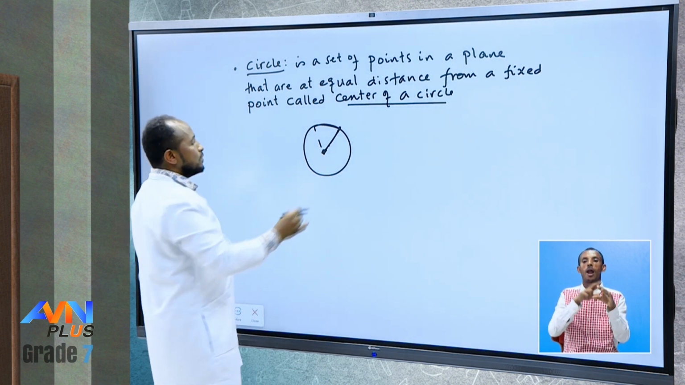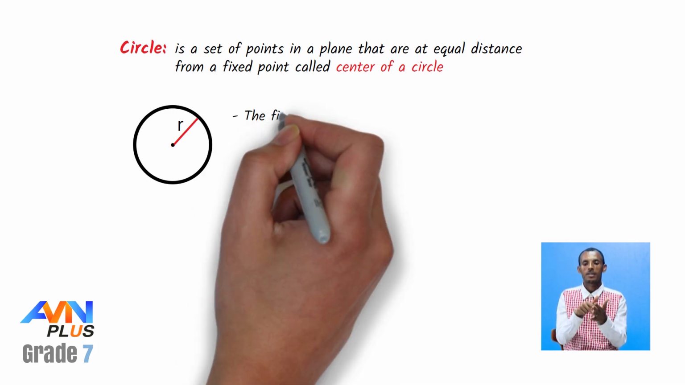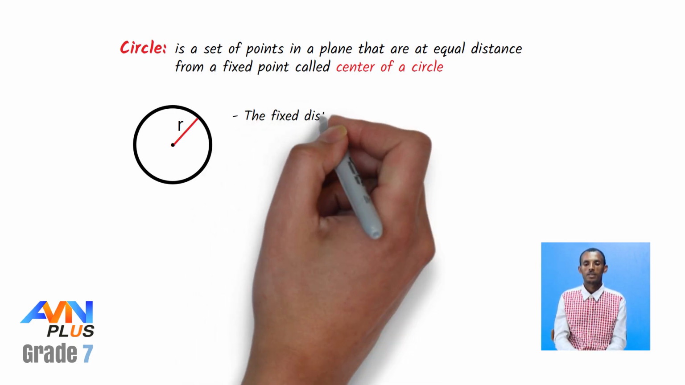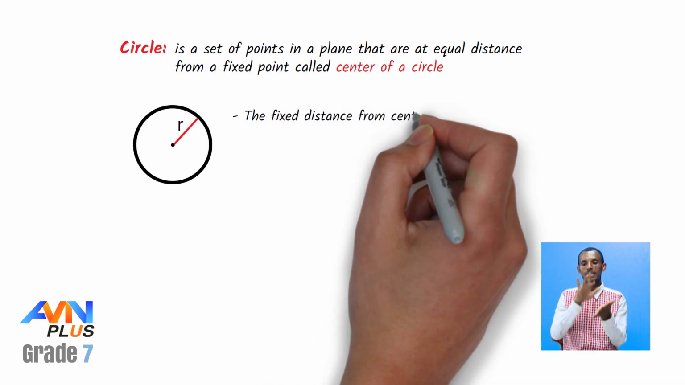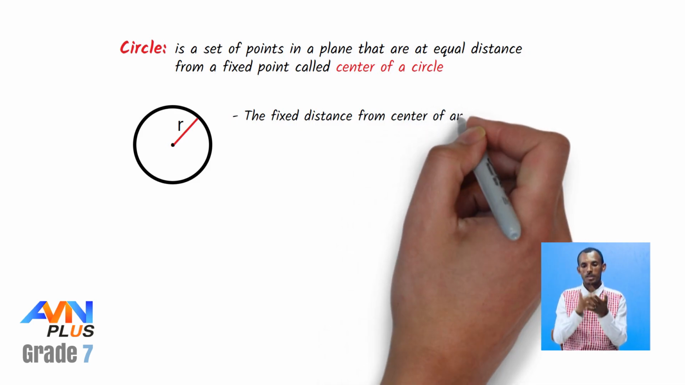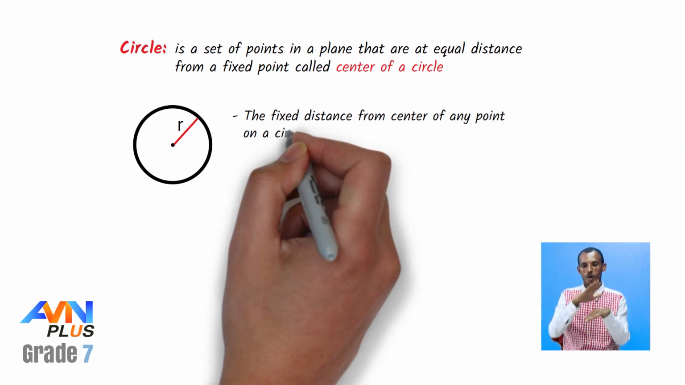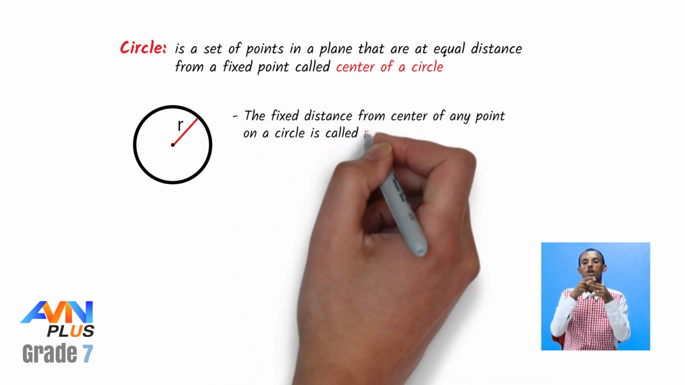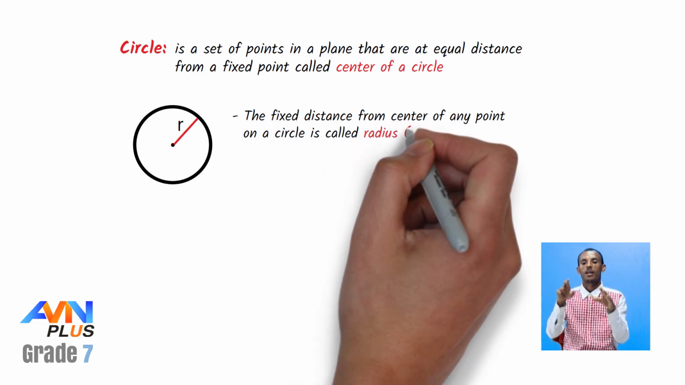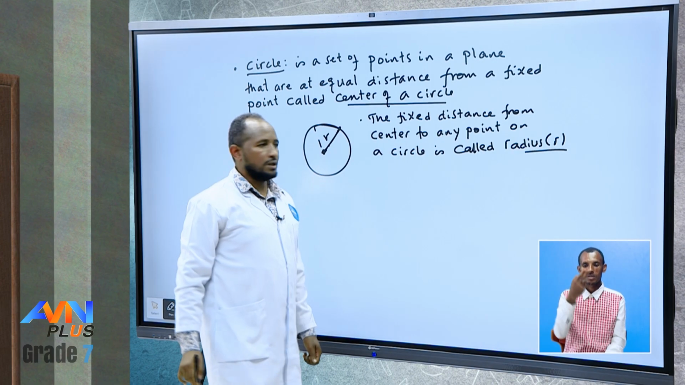The fixed distance from the center to any point on a circle is called the radius of a circle. So here, this distance we call the radius. Symbolically, we use the small letter r to indicate radius.